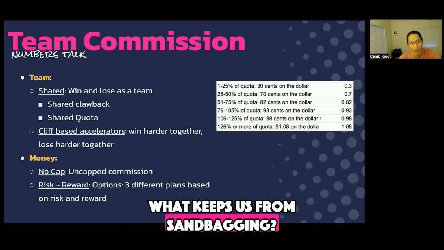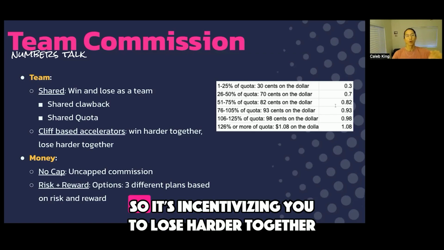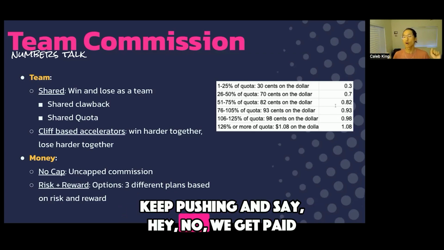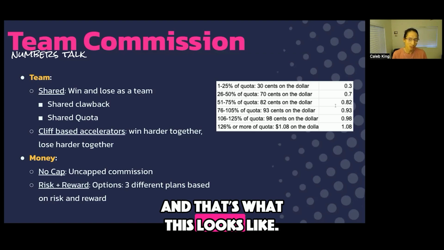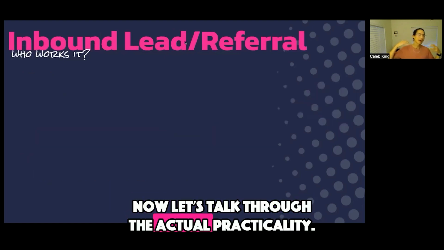What keeps us from sandbagging? What keeps us from pushing things? There's another big jump here. So it's incentivizing you to lose harder together and win harder together. Keep pushing and say, hey, no, we get paid more together if we get to 106, if we get to 126. And that's what this looks like, okay? So that's team commissions.